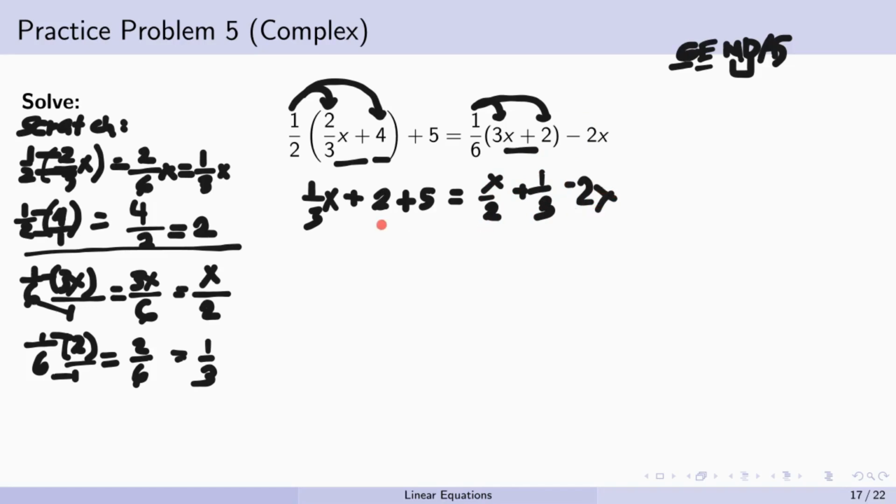Combine like terms to each of the sides. We have now 1/3 x. Then we have 2 plus 5 is equal to 7. x over 2 plus 1/3 minus 2x.